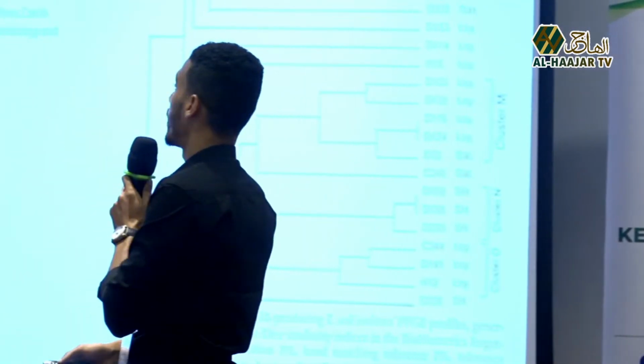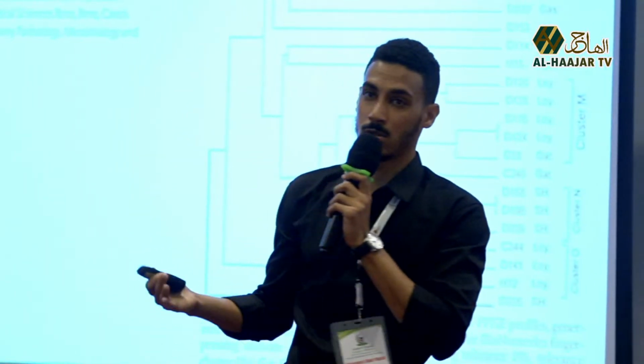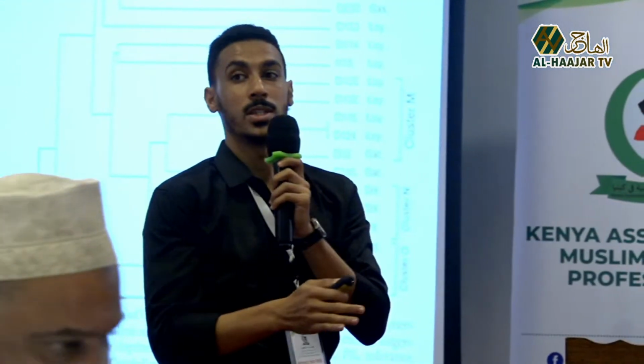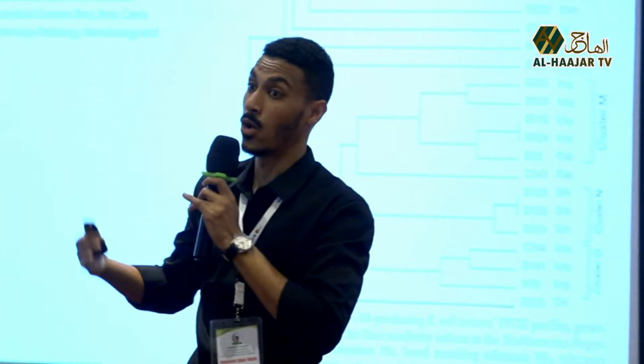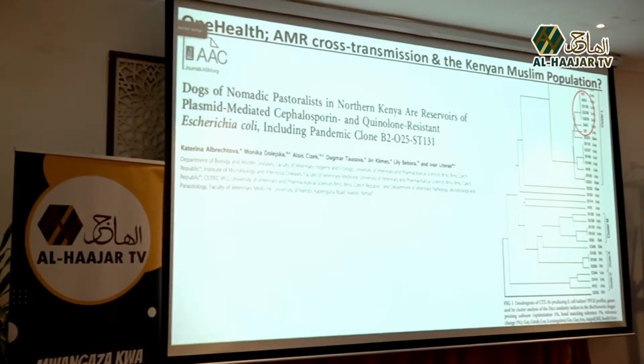Coming to dogs as well, because nomads also use dogs for protection purposes, what they sought to compare was the types of E. coli that they were retrieving from dogs as well as from the nomads themselves, only for them to find out, if you look at the red circle there on the top, that they found similar clusters of E. coli isolates, basically E. coli isolates of the same type retrieved from the dog and from the same human who was in contact with them.